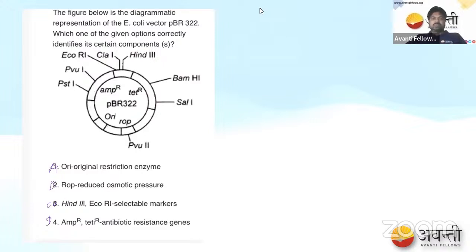So, in this poll, here is the answer. Maximum people choose option D. Option D is the correct option. The ORI site is important for the origin of replication. Okay. Next, ROP is important for the replication process.